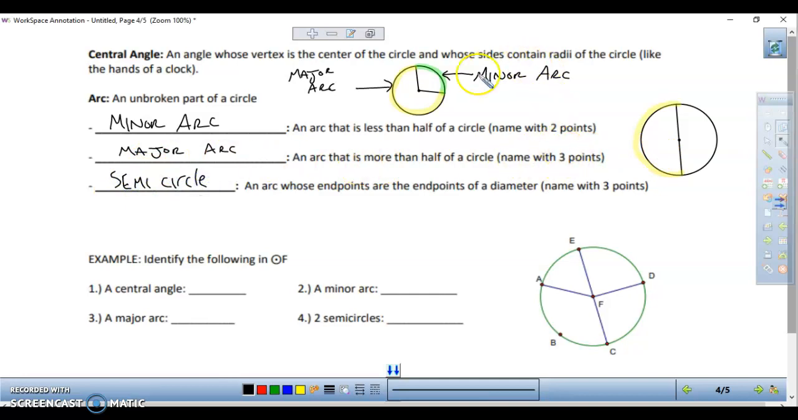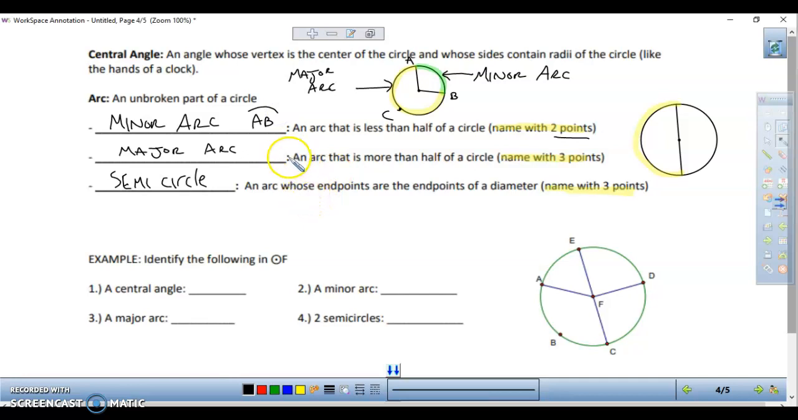Now, really important for you to know, when you're naming arcs, this is really crucial. All right, minor arc you use 2 points, major arc you need 3, and a semicircle you need 3. And I can explain to you why pretty easily. Let me put some points around this guy up here. If I just said arc AB, because I only used 2 points, it is implied that I'm talking about a minor arc. So it is implied that I'm going the shortest distance from A to B. So in that diagram, arc AB is my minor arc.